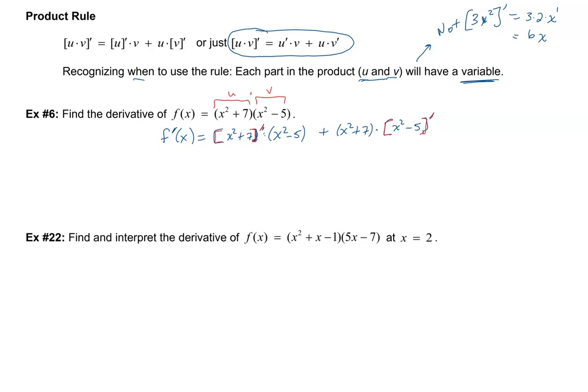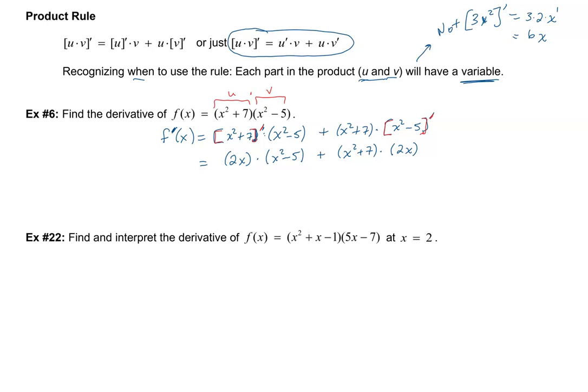So here we go. Notice I gave my derivative a label, f prime of x. So derivative of x squared plus 7, we know from the last section, is just 2x. The 7 is going to disappear. It's a constant. And then that needs to multiply the x squared minus 5. And then plus, we keep the x squared plus 7 times, and again now the derivative of x squared minus 5 is also 2x from the x squared, and the minus 5 goes away because it's a constant. So all we have to do now is tidy up.